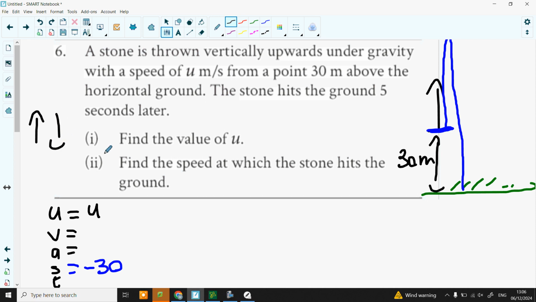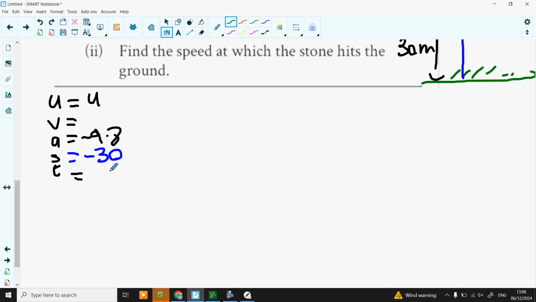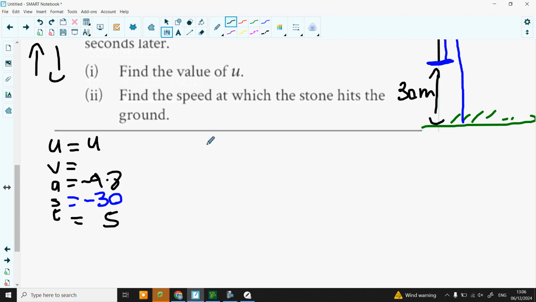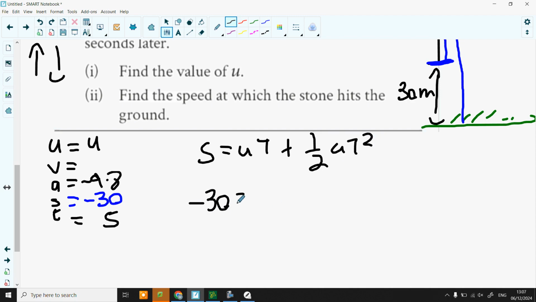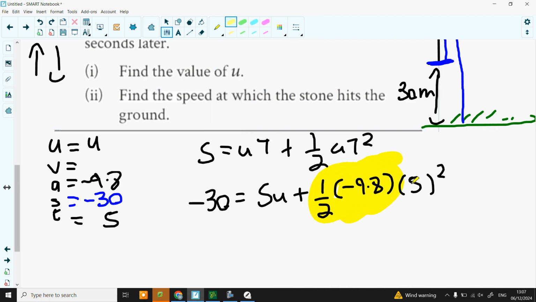Now, up is positive, which means down is negative, which means we're working off a minus 9.8 this time, not a plus 9.8. So does it tell me about the time? T is 5, yeah? And what does it want from me? The value of U. Well, S equals UT plus a half AT squared, and minus 30 is the same as 5U minus 9.8 times T squared. Can somebody put all this in the calculator for me, just this part here?